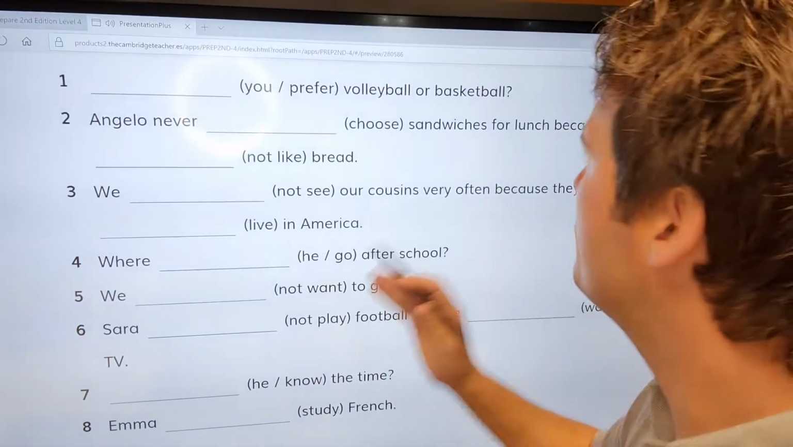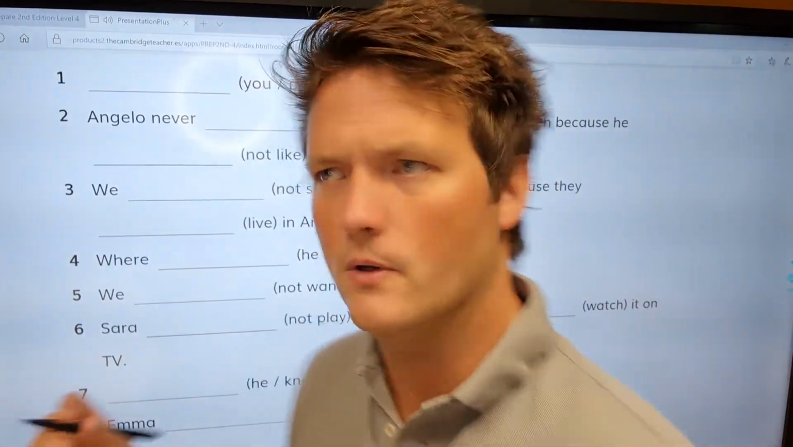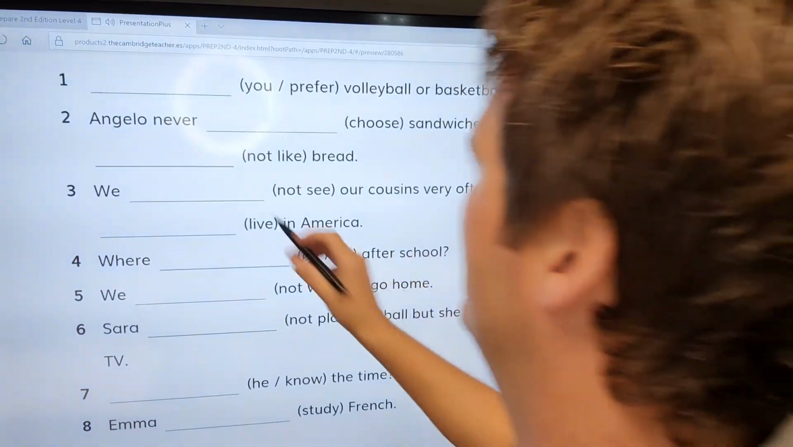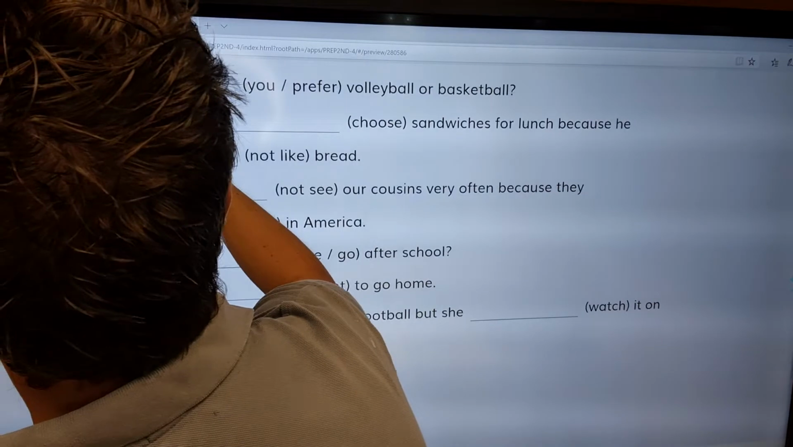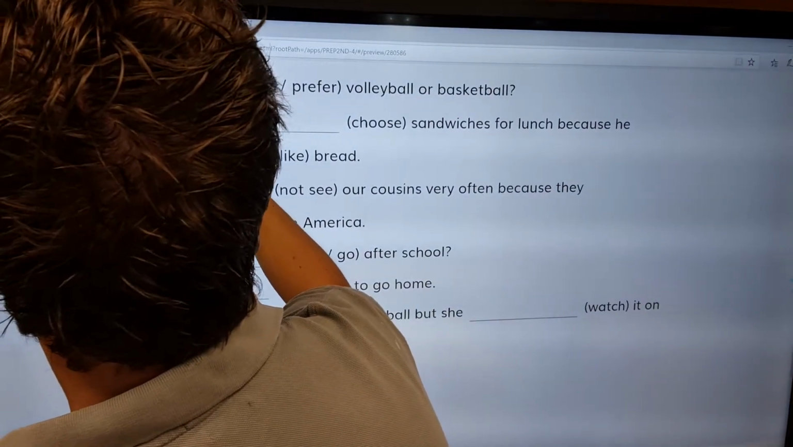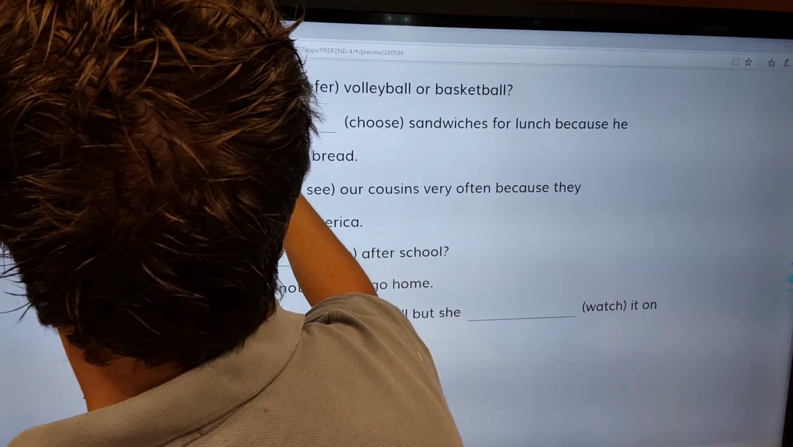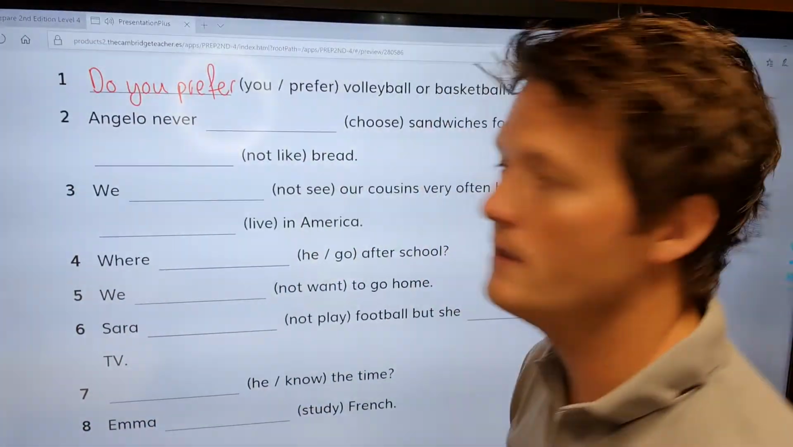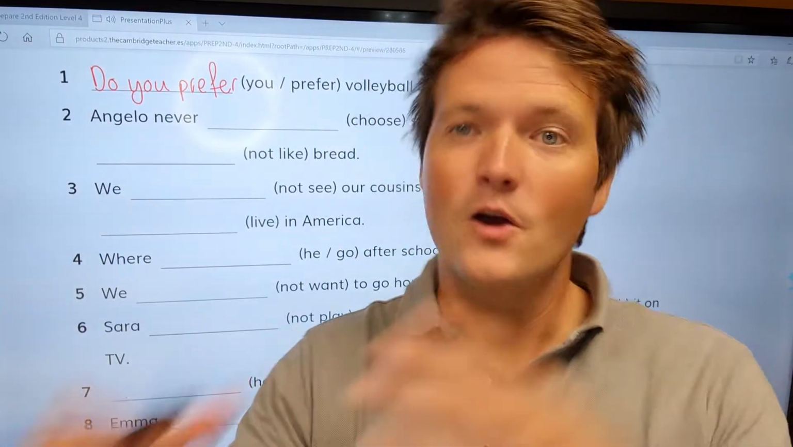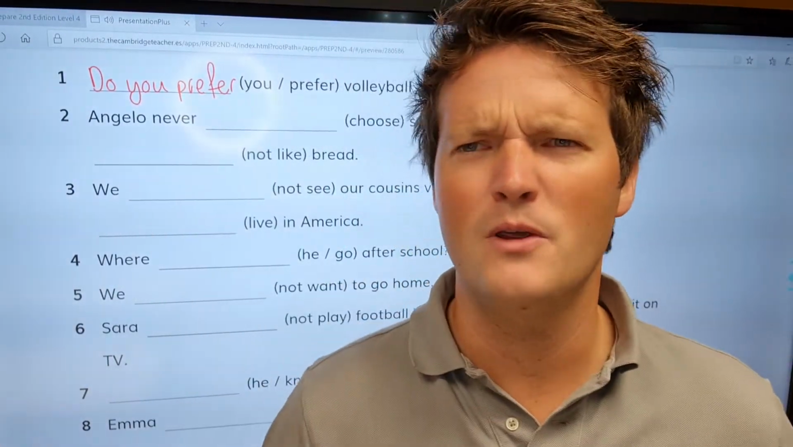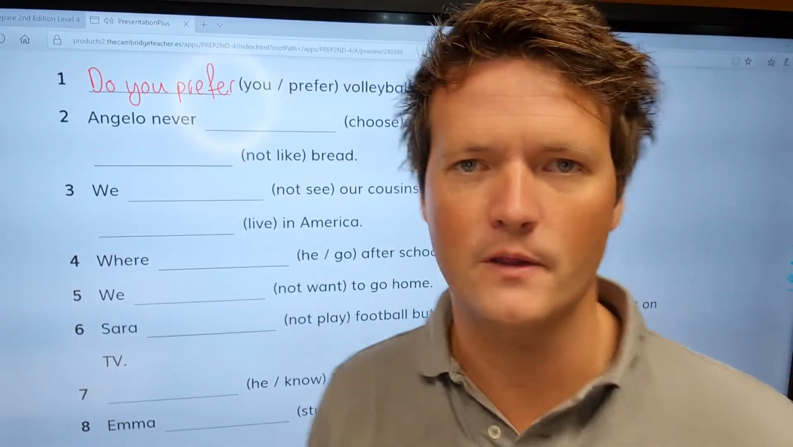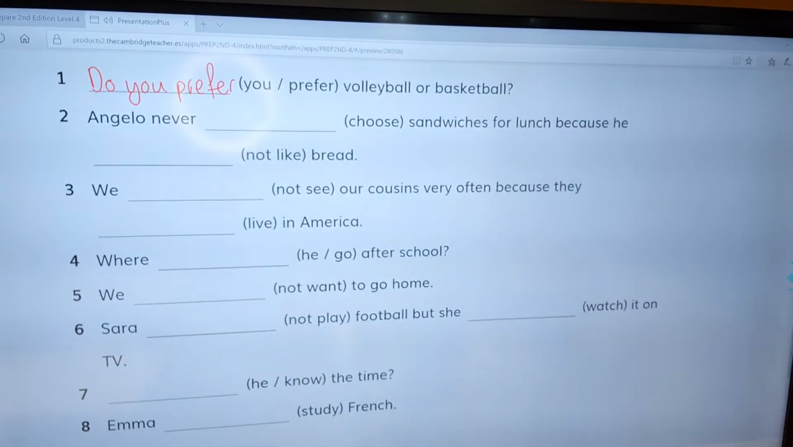So it says, you prefer volleyball or basketball? Very simple. The answer here would be, it is a question, do you prefer volleyball or basketball? What do you prefer? Do you prefer this or that? Right? Present simple, because it's a state verb. You prefer one thing or you prefer another. It's just a fact. It's true.